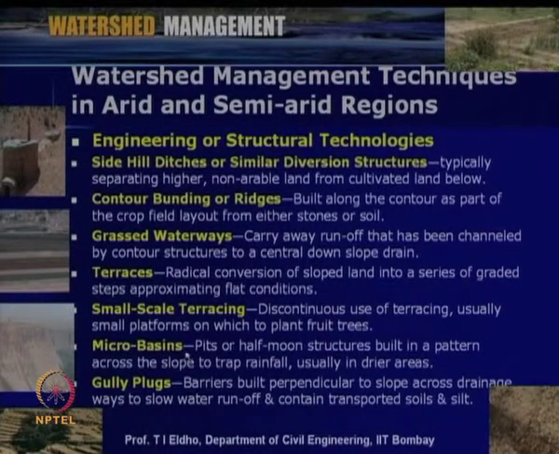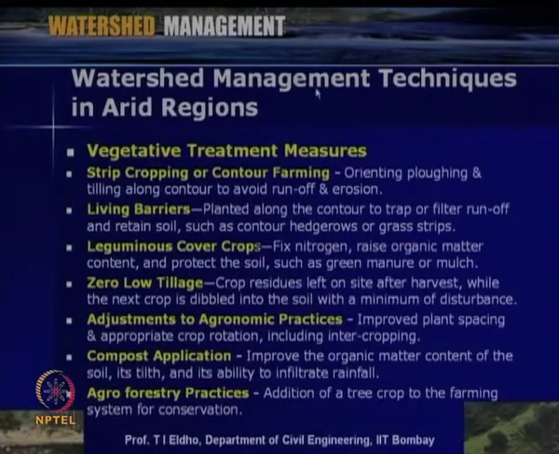Then we can go for micro basins, like pits or half-moon structures as part of rainwater harvesting. And then we can go for gully plugs, barriers built perpendicular to the slope across drainage ways. These are some of the engineering or structural technologies possible in arid or semi-arid regions. And then we can also give vegetative treatment measures, some of the important ones listed here, like strip cropping or contour farming, then live barriers, leguminous cover crops, zero or low tillage, and adjustment of agronomic practices like improved plant spacing and appropriate crop rotation including intercropping.